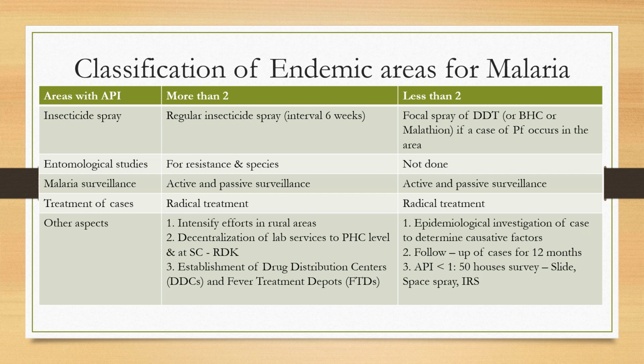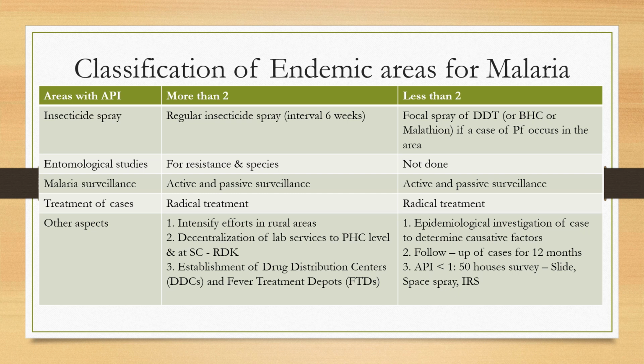Now, currently we have the malaria elimination program. So those areas where API was less than 2, now there are also areas which have nearly eliminated malaria, meaning API is less than 1. Under these areas, our strategy is still more strict, in the manner that for any one positive case, 50 houses in the surroundings are surveyed. Slides of all the persons in the 50 houses surrounding the positive case house are taken, and space spray is done.